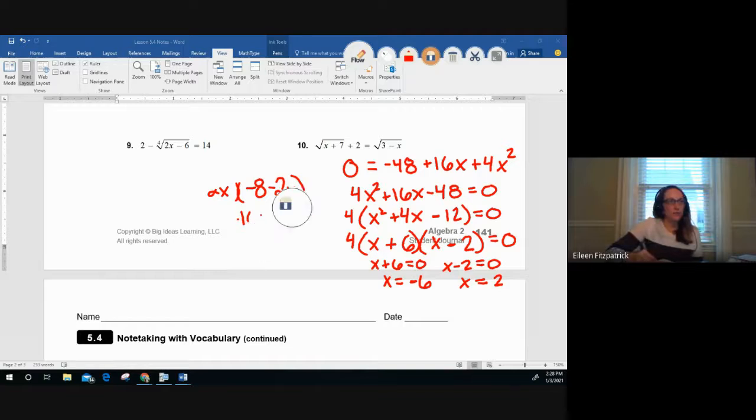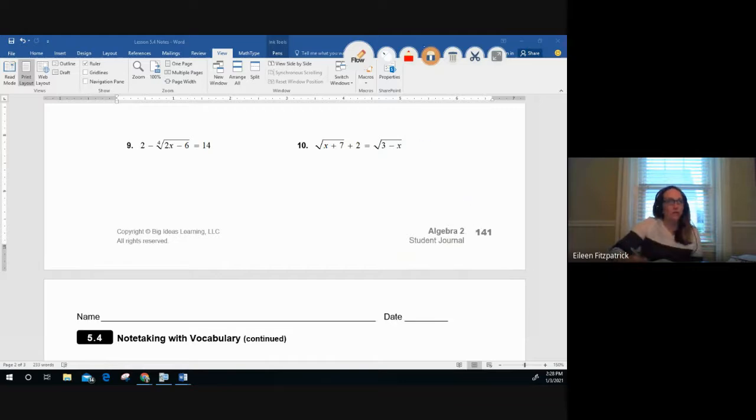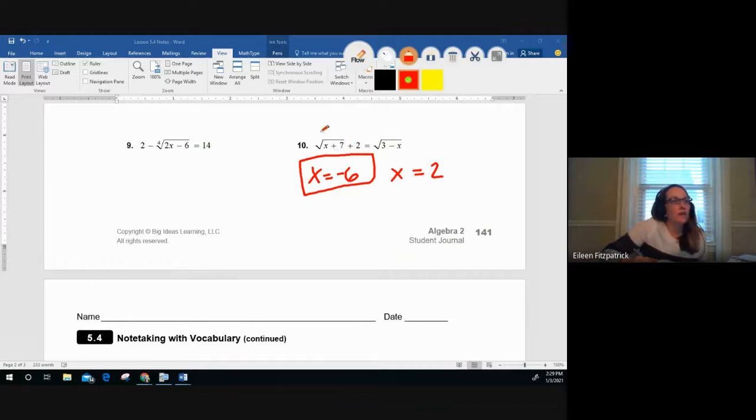All right, so before we say we're done though, we have to check our solutions. So again, the solutions so far are negative 6 and positive 2. X equals negative 6, x equals positive 2. If I plug a negative 6 in, negative 6 plus 7 is 1, square root of 1 is 1, 1 plus 2 is 3. Over here, if I plug a negative 6 in, 3 minus negative 6 is 9 because it becomes plus 6, and then the square root of 9 is 3. So this one does work. That's good. Now I need to check 2, see if 2 works. 2 plus 7 is 9, square root of 9 is 3, 3 plus 2 is 5.